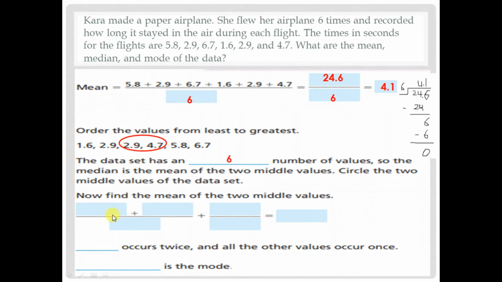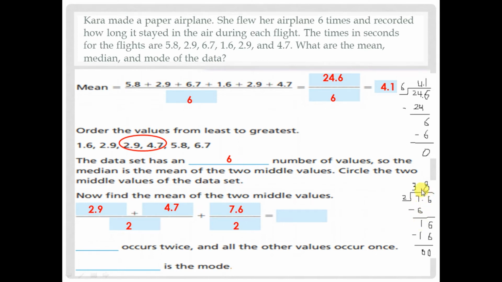Now add them together, then divide by 2. It will give you 7.6 divided by 2. And we will make another long division. Look at my draft work here. 7 divided by 2 will give me 3. 3 multiplied by 2 will give me 6. 7 minus 6 will be 1.